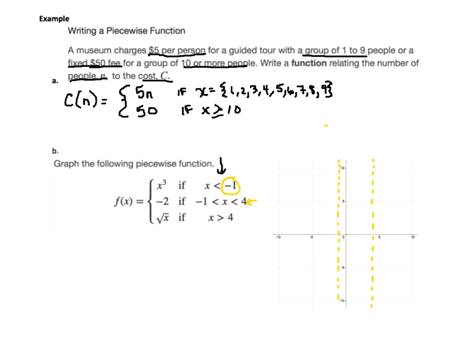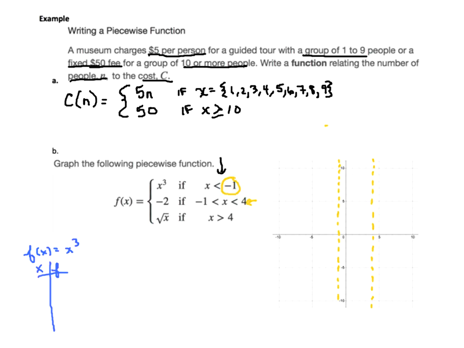But you get those barriers from looking at, okay, what part of the domain am I going to be working with this particular function with? Okay, so I'll do each of these pieces in a different color. We'll start with f of x is equal to x cubed.